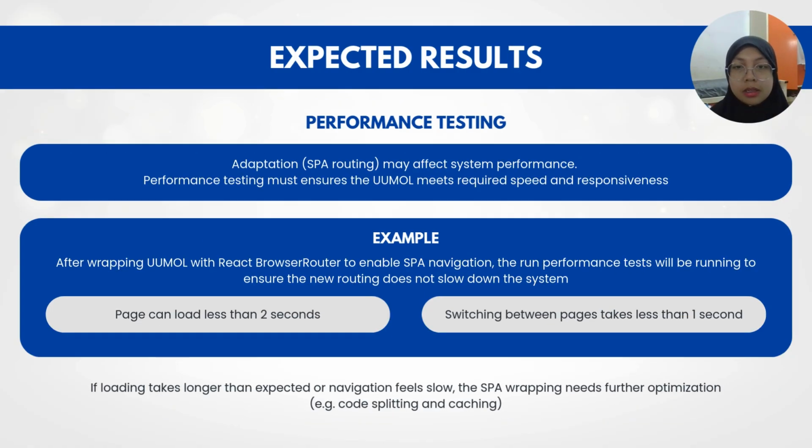For the performance testings, the adaptation of SPA routing may affect the system performance. So this testing will ensure the UML meets required speeds and also responsiveness. For example, after wrapping the UML with React browser router to enable SPA navigations, the performance test will be run to ensure the new routing does not slow down the systems. So the page can load in less than 2 seconds, and also switching between pages takes less than 1 second. If the loading takes longer than expected, the SPA wrapping needs further optimizations like code splitting and also caching.